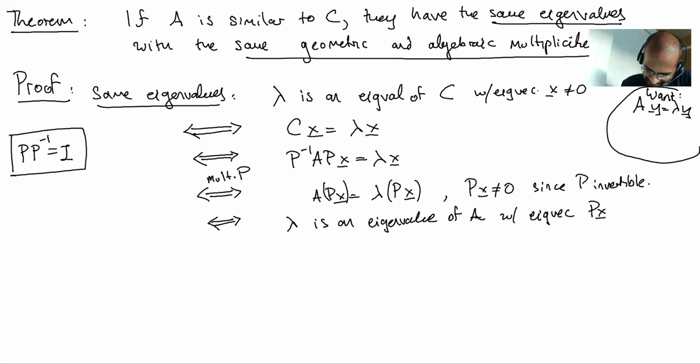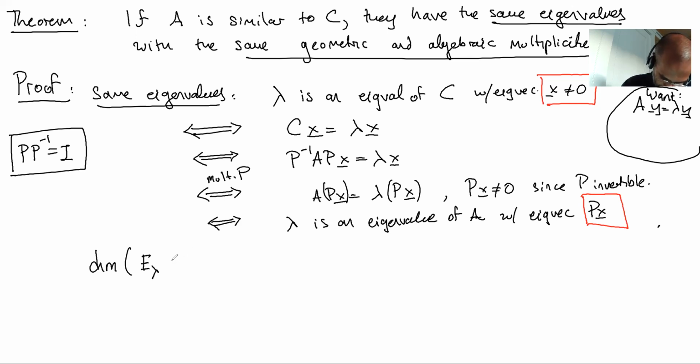So depending on which direction they're going, if x is an eigenvector of C, then Px is an eigenvector of A. So that's why they have the same eigenvalues. What about the same geometric multiplicities? So let me write that in mathematical notation. The dimension of the eigenspace of lambda.